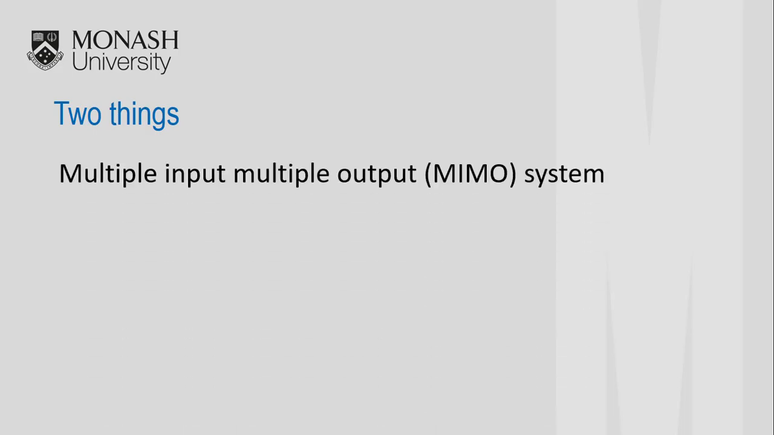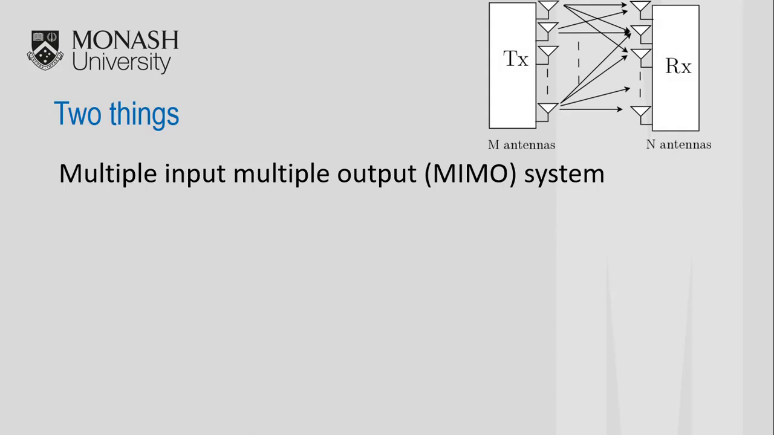Now, before we move to the Alamouti code and the Golden code, there are two things we have to know. First is multiple-input, multiple-output. Multiple-input, multiple-output is an antenna technology with multiple antennas at both the input and output side. This figure here shows the model of the system. M transmitter antennas send information to N receiver antennas.